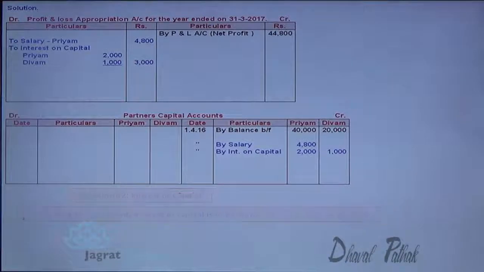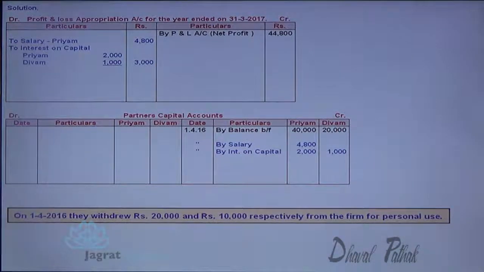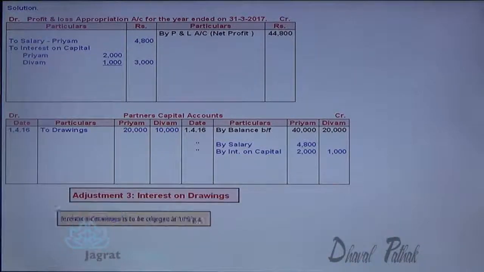Next. Now partners have withdrawn 20,000 and 10,000 at the beginning of the year, so it is debited to the capital account. Here no fixed capital accounts are maintained and fluctuating capital separate current accounts are maintained. So only one capital account is there wherein all transactions relevant to the capital are recorded. So drawings is a withdrawal of funds by the partners. Owners are the receiver, debit the receiver. So drawings are debited to the partners' capital account. So drawings are debited. Interest on drawing is to be calculated at the rate of 10%.